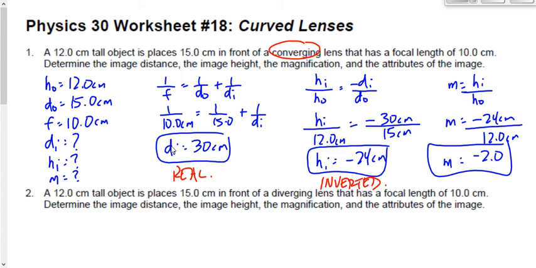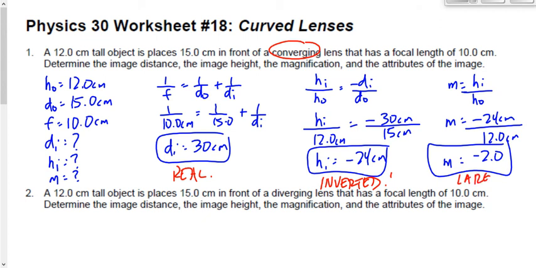Sorry? It's larger, right? The negative doesn't tell us it's smaller. The negative tells us it's flipped over. Although we already knew that, right? From the negative HI. Okay, the negative tells us it's flipped over. The 2 tells us it's larger.